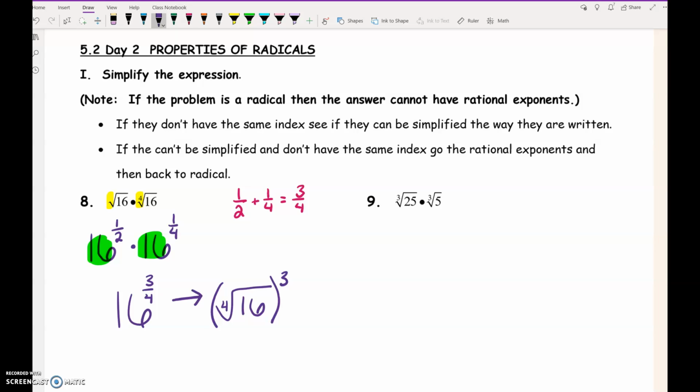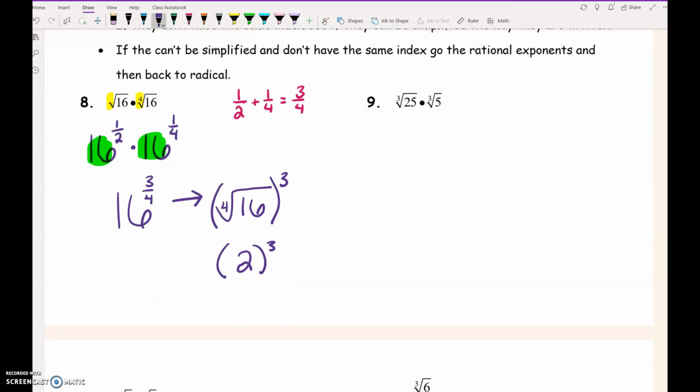And then before you're completely done, you should check in your perfects chart to see if maybe we can actually evaluate this. So look in the fourths column. Do you see 16 in the fourths column? Yes, the fourth root of 16 is 2, and 2 to the third is 8. Now technically this should be plus or minus 2. So then our answer would be plus or minus 8.